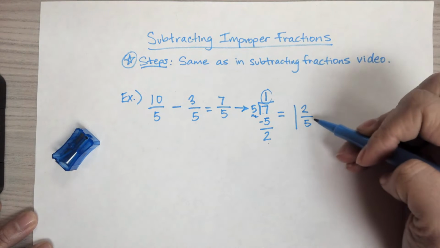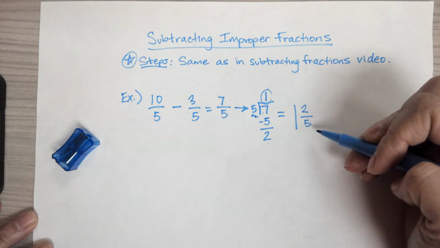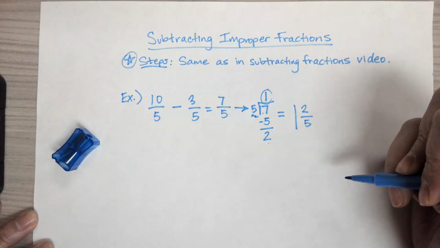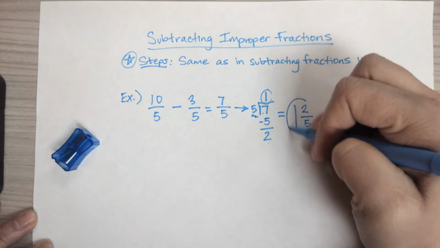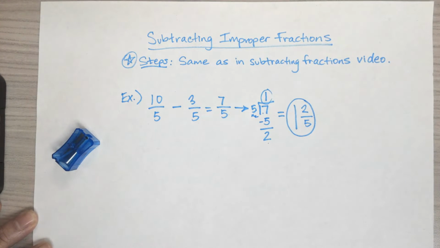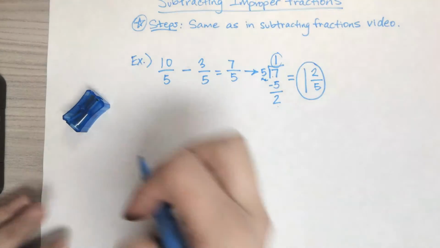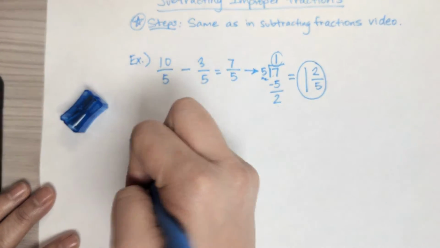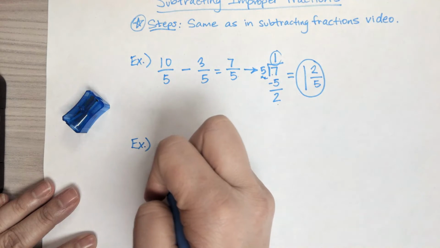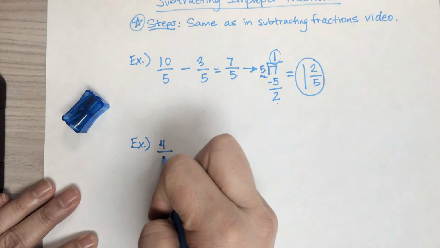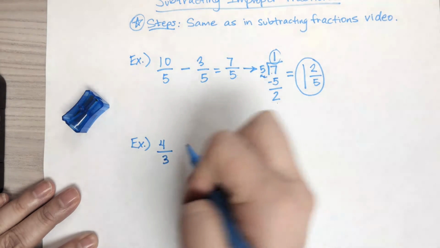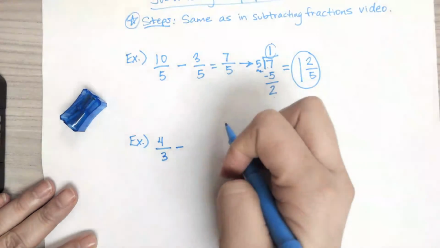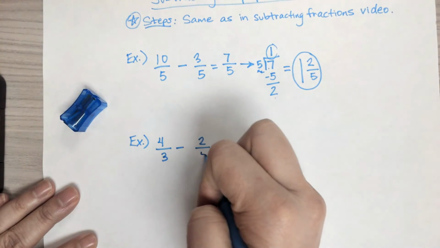Now the last thing we're going to do is we're going to ask ourselves, can we simplify this fraction here in the mixed number? And we cannot, so this answer here is in simplest form. Good. All right, let's do another example. Let's do 4 thirds minus 2/5.